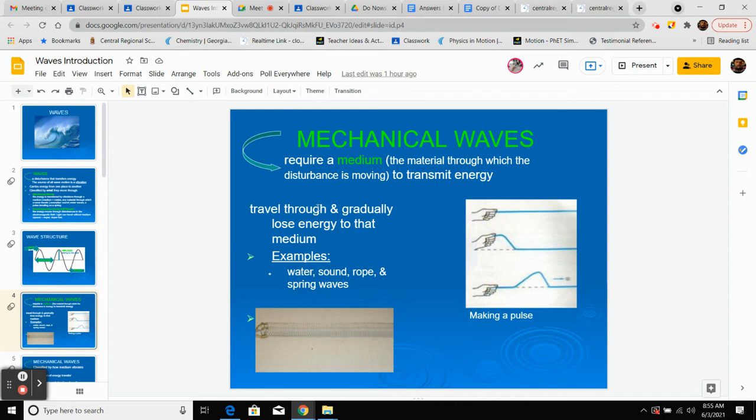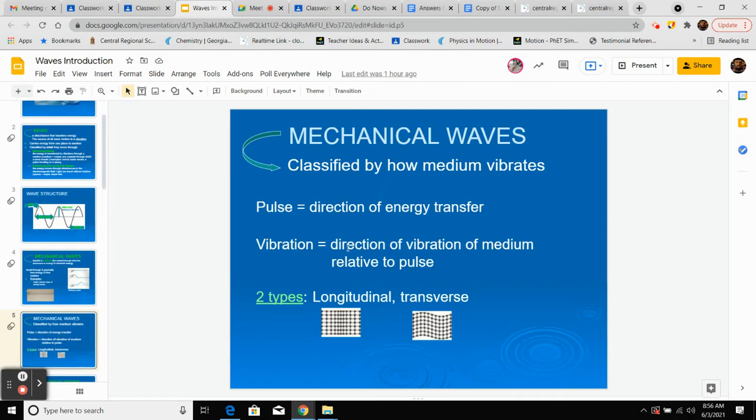Okay, the medium is the material through which they're traveling. In these mechanical waves, they're going to gradually lose energy to that medium, which makes sense, because if you're 400 yards away from me and I'm talking at this level, you're not going to hear me. Eventually it's going to lose a lot of that energy due to collisions, heat, and a couple of other things, and the wave energy dissipates. So examples are water, sound, rope, and spring waves.